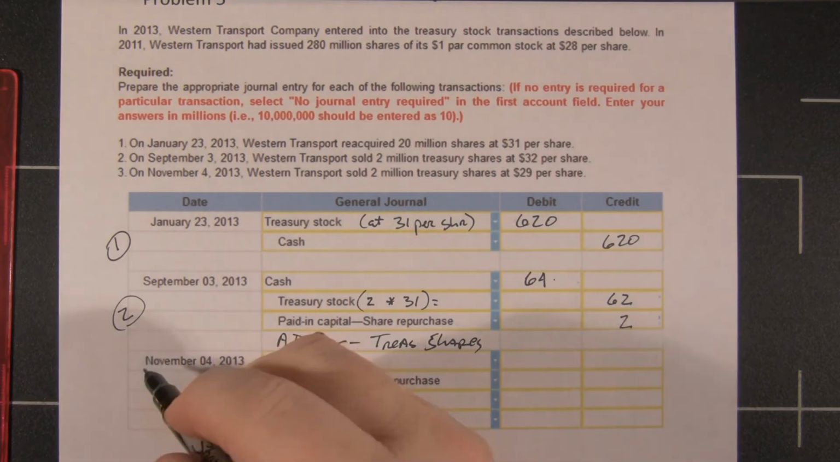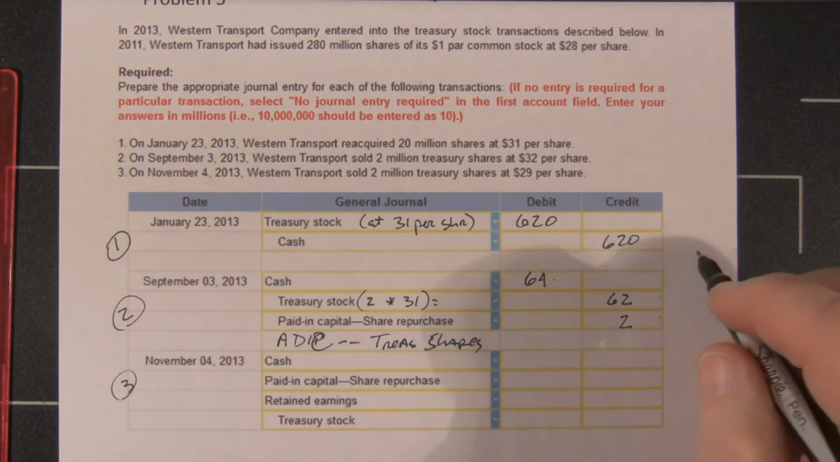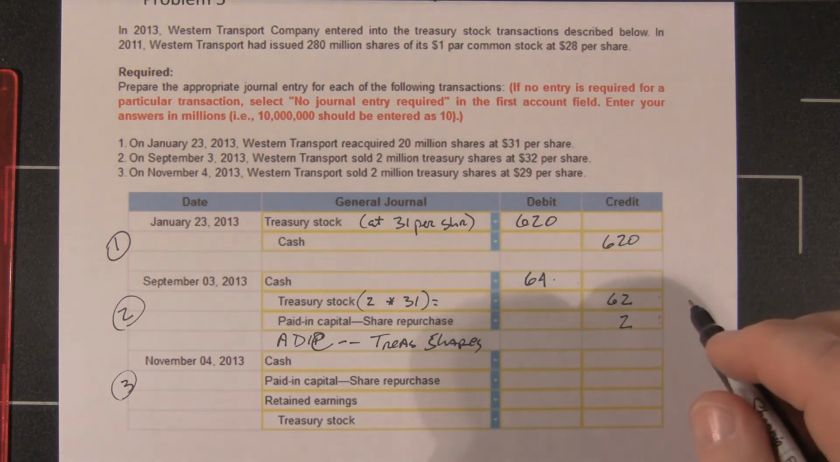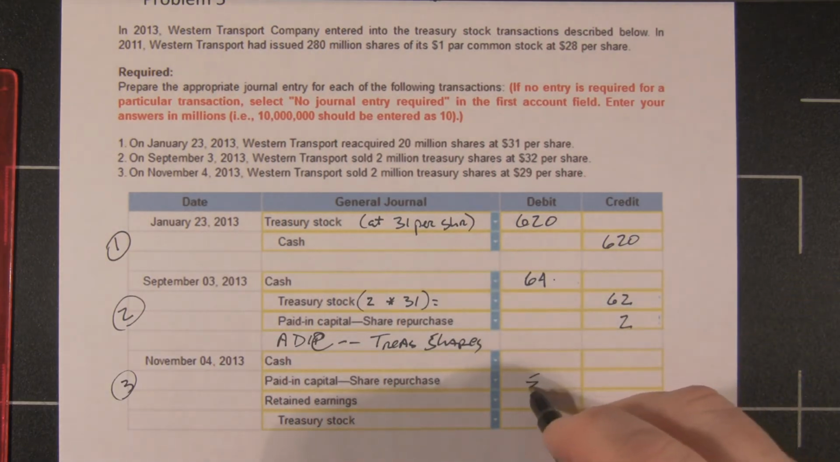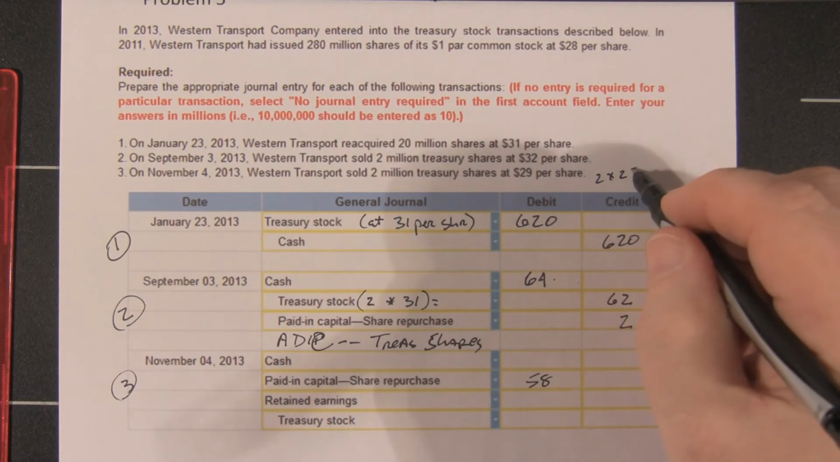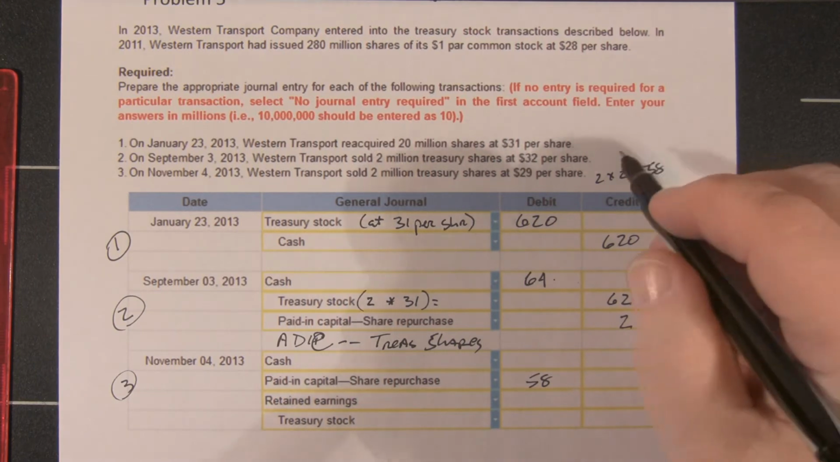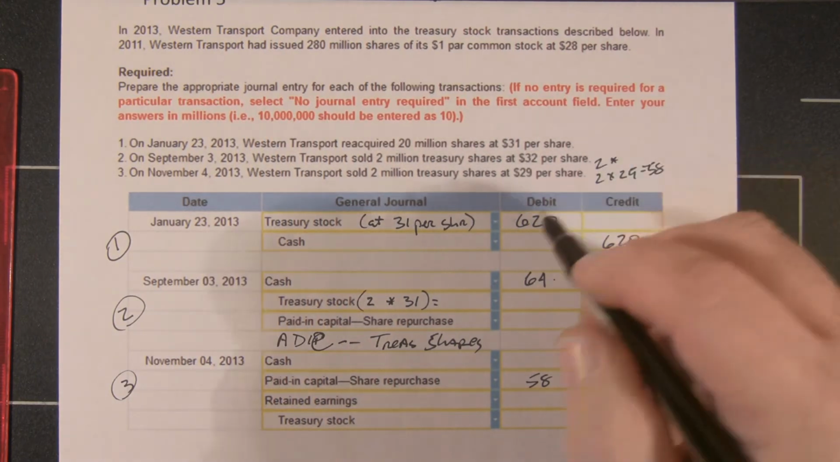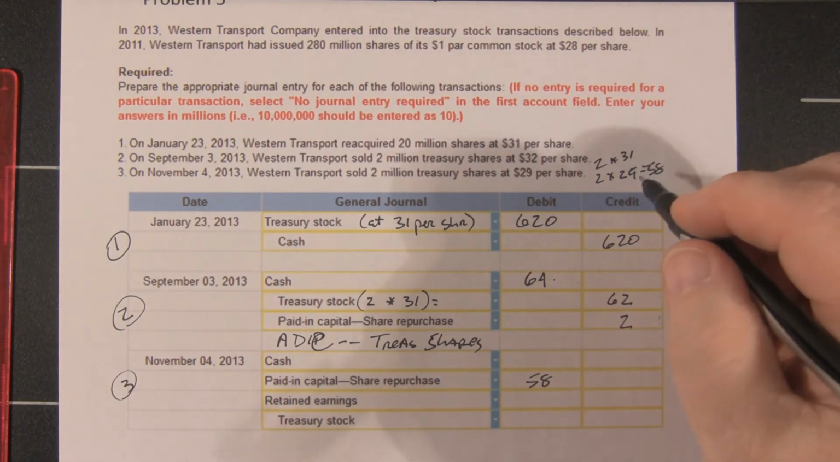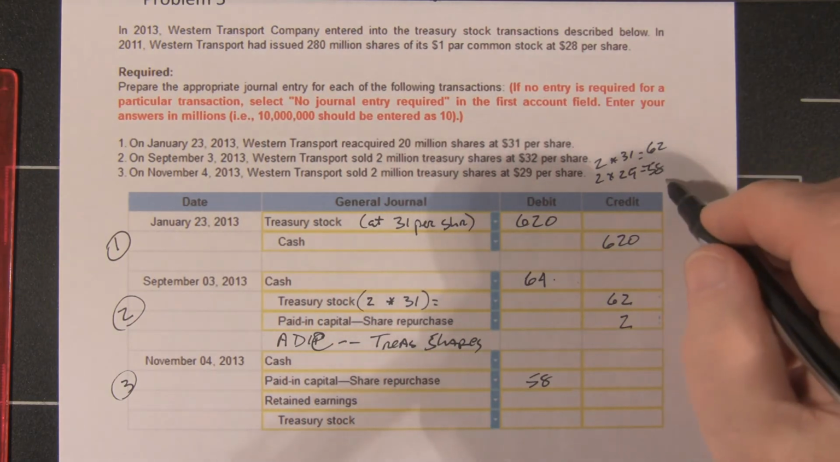Now, on November 3rd, we're going to have the other option where we're going to sell some more shares, but we're going to sell them for less than we paid. So we're going to sell 2 million shares at $29 per share. That's $58 million, okay? 2 million times 29, 58. What did we pay for those? We paid 31. Okay? So that should be 62. So altogether we have a $4 million loss.